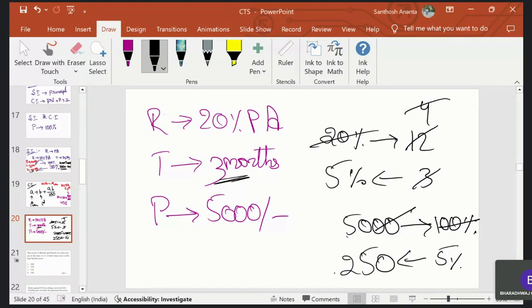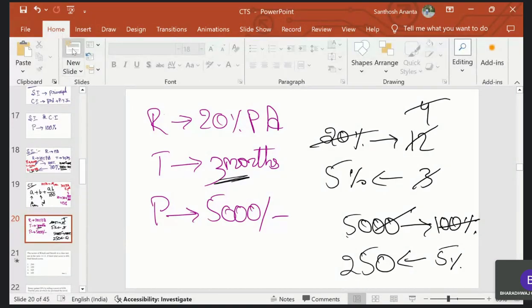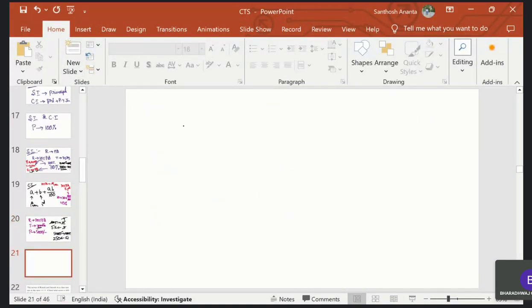Right. Next one, time and work. In the questions here, first they will give you the times. First, you need to find out the LCM for the times. That LCM will be the total work.